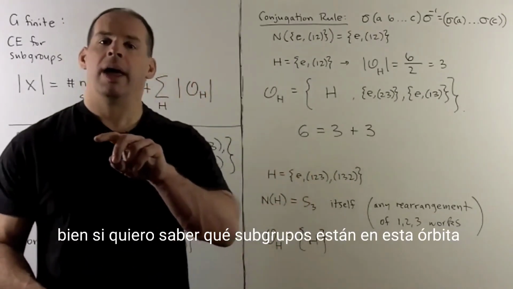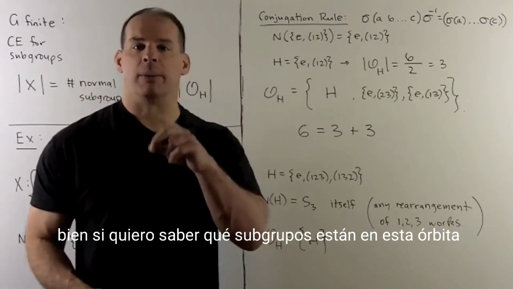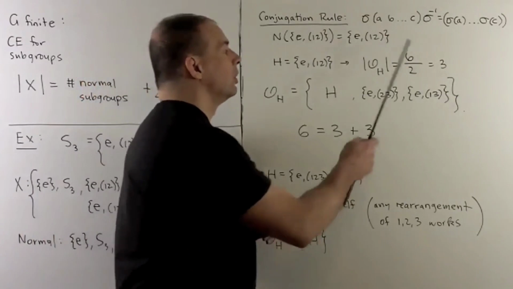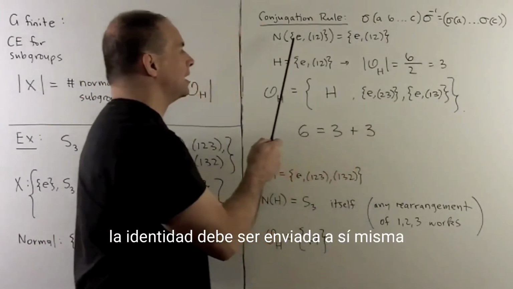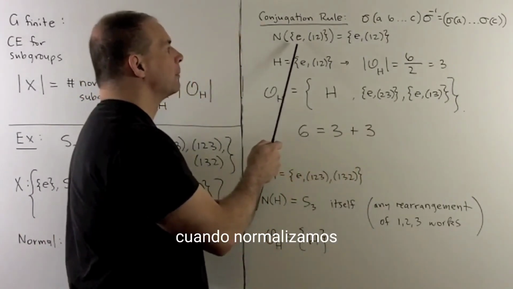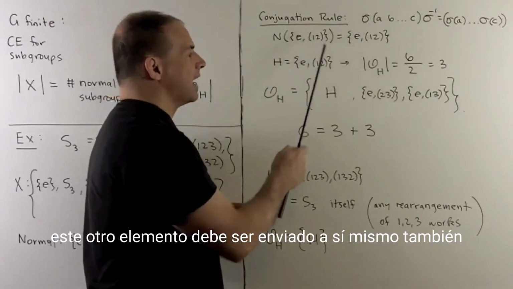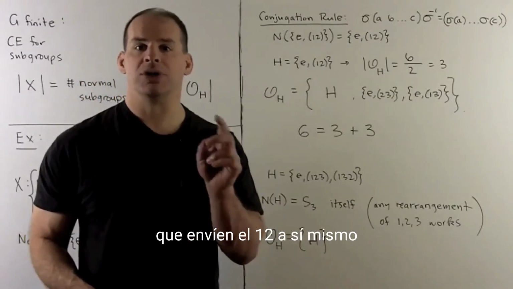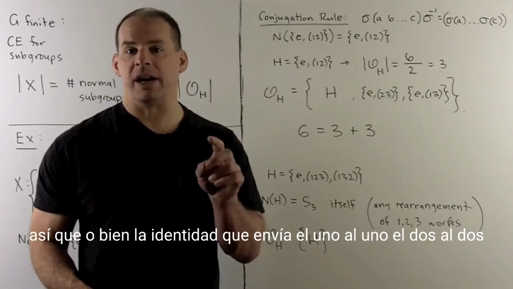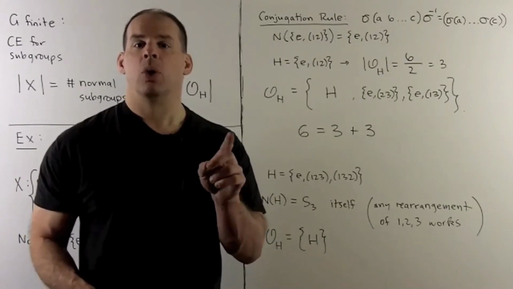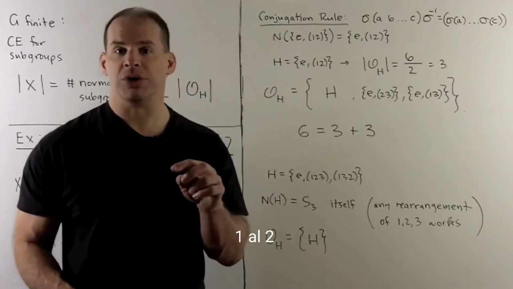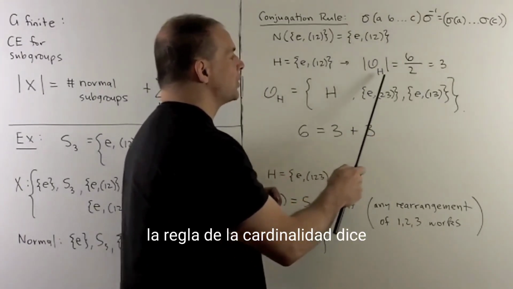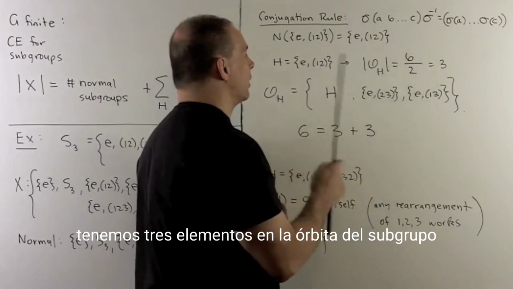If I want to know what subgroups are in its orbit, first we'll count, so I have to compute the normalizer. Using the conjugation rule, the identity has to get sent to itself when we normalize. This other element then has to get sent to itself also. So we need to find all permutations that send 1, 2 to itself. So either the identity, which sends 1 to 1, 2 to 2, or the switch, 2 goes to 1, 1 goes to 2. So there are 2 elements in the normalizer. Cardinality rule says we have 3 elements in the orbit of this subgroup.